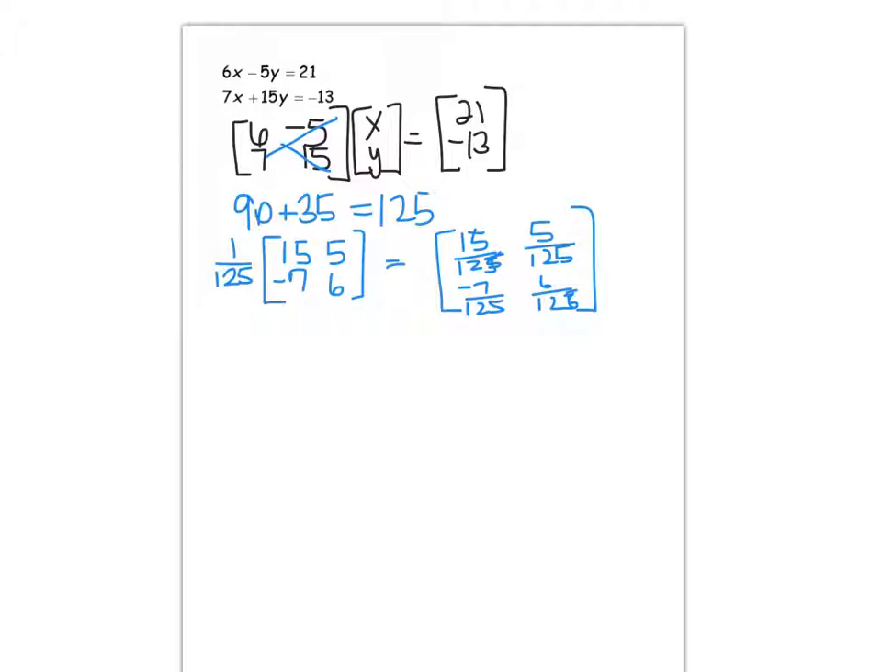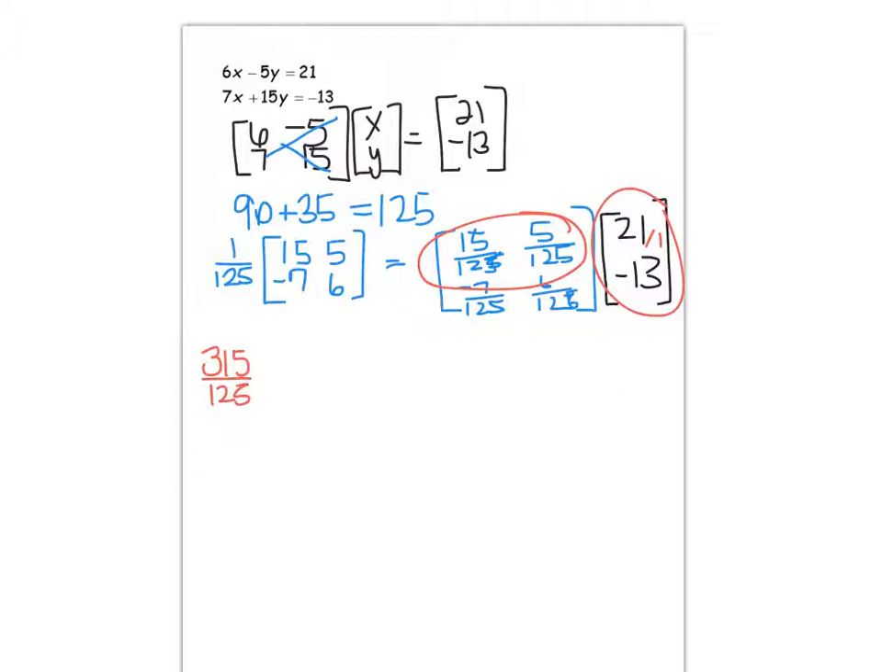Okay, so we're going to multiply that by 21 times -13. Okay, don't panic. Sounds horrible, but it'll be fine. Okay, so we have to do the entire first row by the entire first column. So we have to do 15. Remember that 21 has a 1 underneath it, so we have to do 15 times 21, which is 315 over 125. And we have to do 5 times -13, so we have to do -65 over 125, which is 250 over 125, which is 2. Whew, that's the top number, so that's the x.